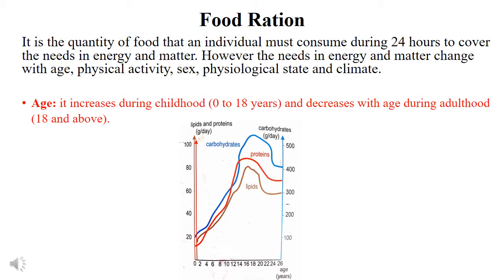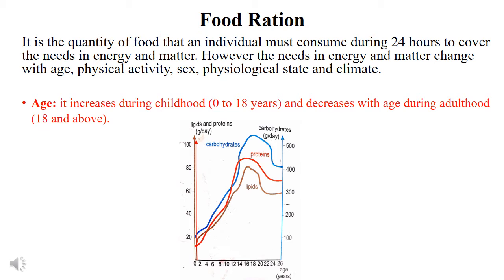What is food ration? Food ration is the quantity of food that an individual must consume during 24 hours to cover the needs in energy and matter. However, the needs in energy and matter change with age, physical activity, sex, physiological state, and climate. So, the quantity of food that is consumed during 24 hours is the food ration. It changes with several factors.